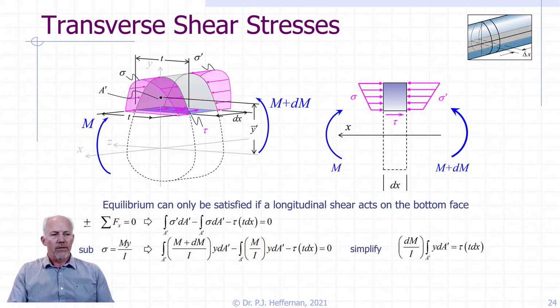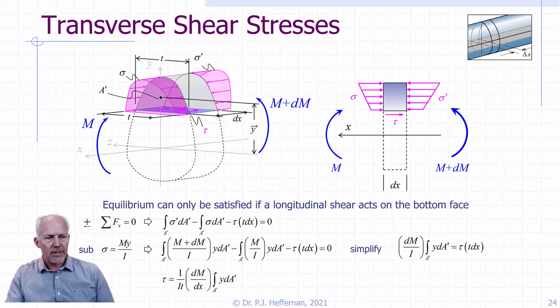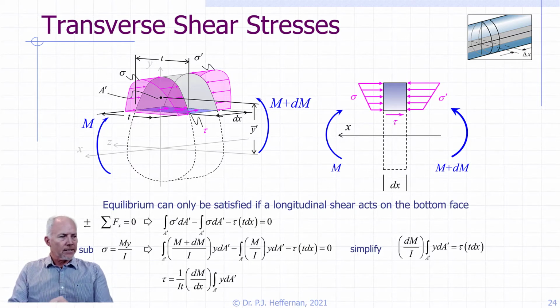And then we're able to simplify that slightly. We'll bring out of the integral the dM and the I, leave in the y dA prime, which is equal to tau times t dx. But let's bring that t and the dx over as well, so we can isolate on the shear stress. And we get the shear stress is equal to this term shown here. But we can start to pull that apart a little bit. So what do we have? We have 1 over I t, not much to do with that.